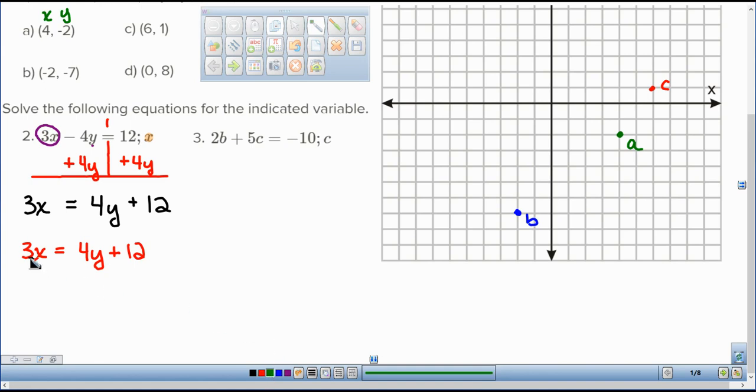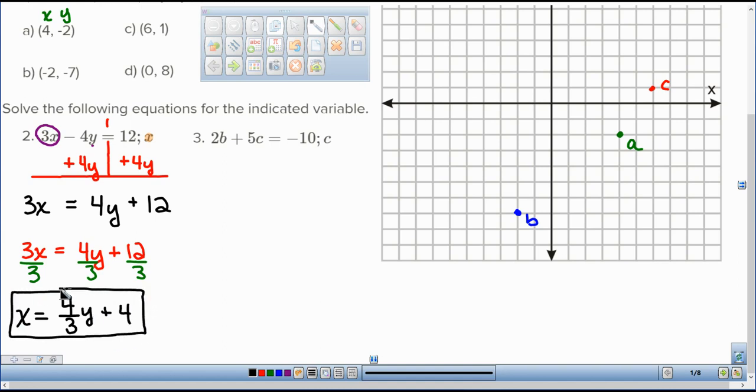And the way we're going to do that is divide by 3. That part is very normal. On the other side, though, I have two terms, and it's kind of like distribution. We need to do this division to each term and then simplify where we can. So we read it like a book, and now we have x equals, then you get the fraction 4/3 with the variable y, and then 12 over 3 is 4. And this is the answer.